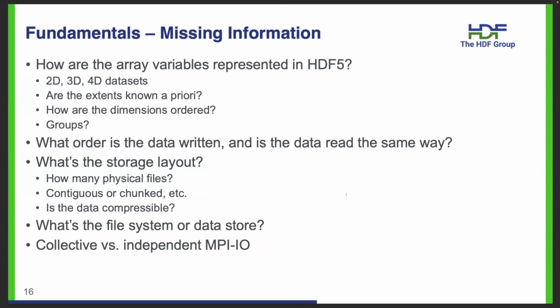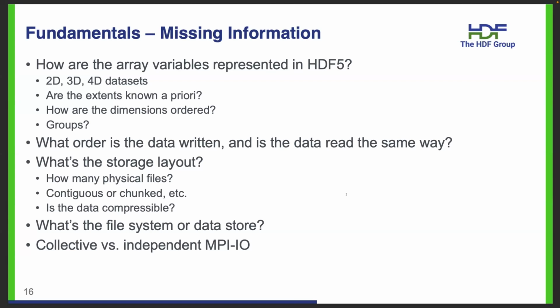Some questions you might ask are: do I want to create 2D arrays, 3D arrays, 4D data sets? Are my extents unknown? Do I need to do compression? How are these dimensions ordered? How do I want to organize this in groups? Another thing to consider is the order in which the data is written. Is it going to be read in the same way or differently? Is your read performance just as important as your write performance? And how best to do the storage layout?